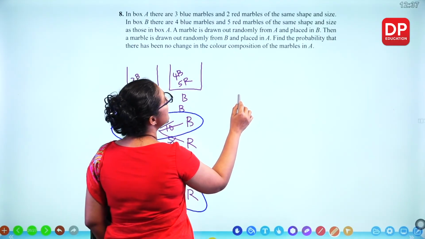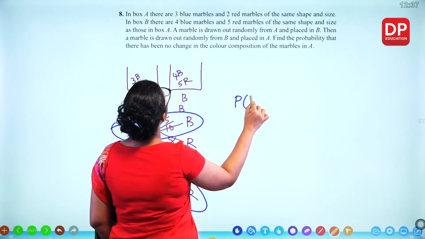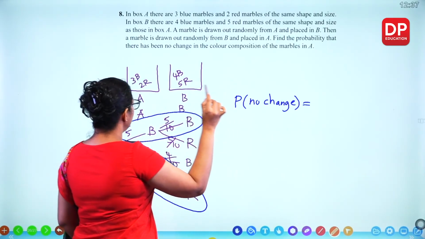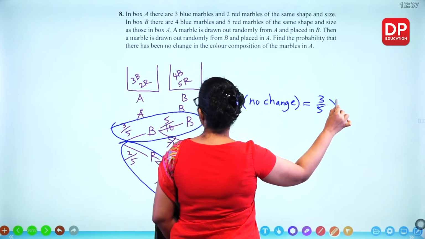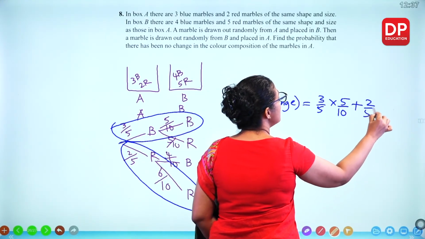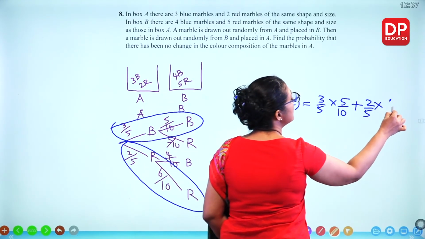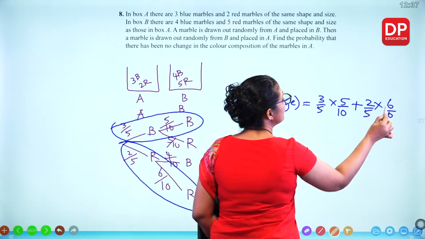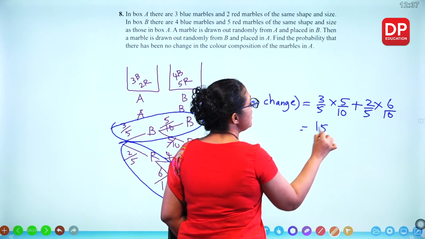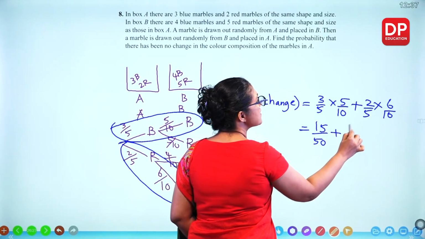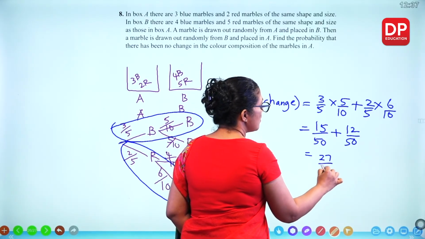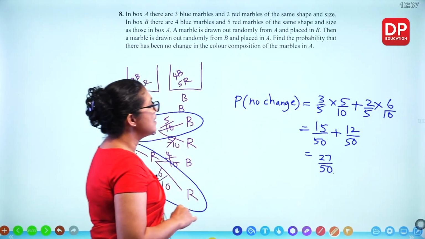So the probability of no change is equal to 3 over 5 into 5 over 10, or 2 over 5 into 6 over 10. So first we'll multiply 5 times 3, 15 over 50 plus 12 over 50. You get 27 over 50 as the probability.